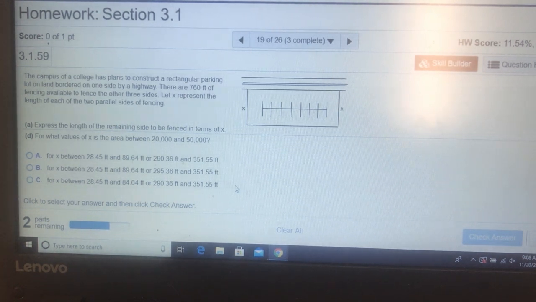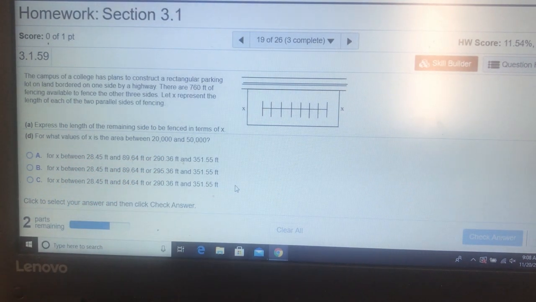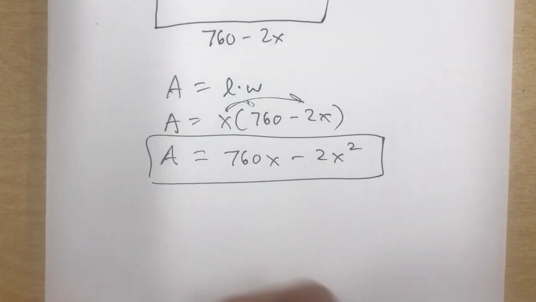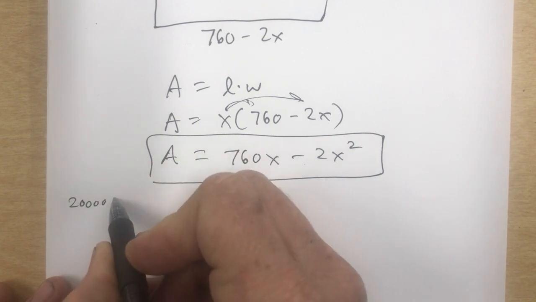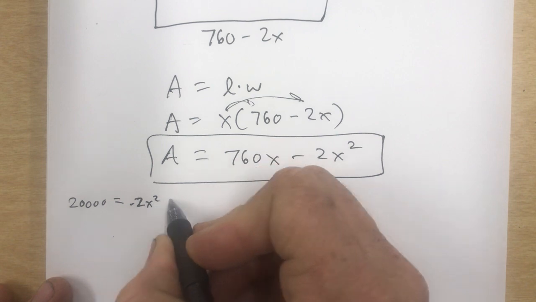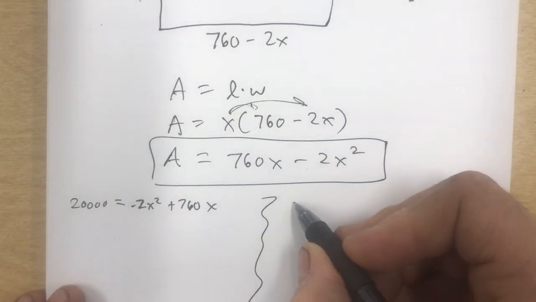All right, now, this is saying right here, for what values of X is the area between 20,000 and 50,000? Between 20,000 and 50,000. All right, so let's bring this back up here. This is my area. So what I'm going to do is let my area be 20,000. Let's put it in descending order. And I'm going to let it be 50,000.